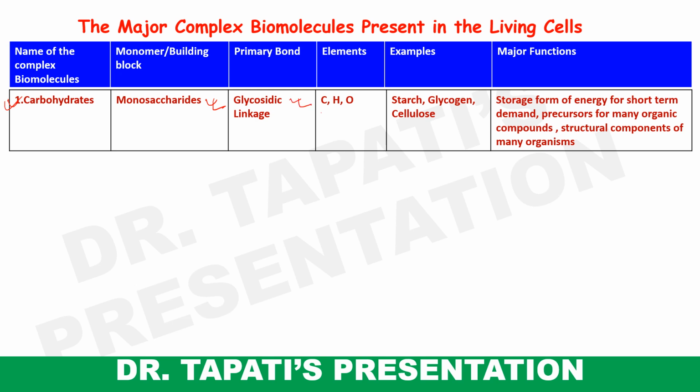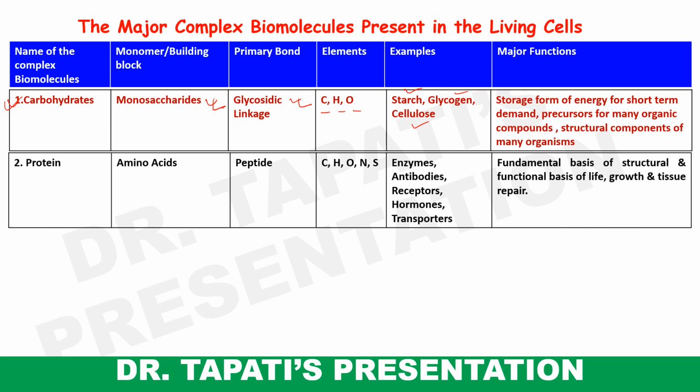Primary elements are carbon, hydrogen and oxygen. Examples are starch, glycogen and cellulose. These are composed of glucose molecules. Major functions, if you consider for the polysaccharides, it is the storage form of energy for short-term demand. They are precursors for many organic compounds, structural components of many organisms.